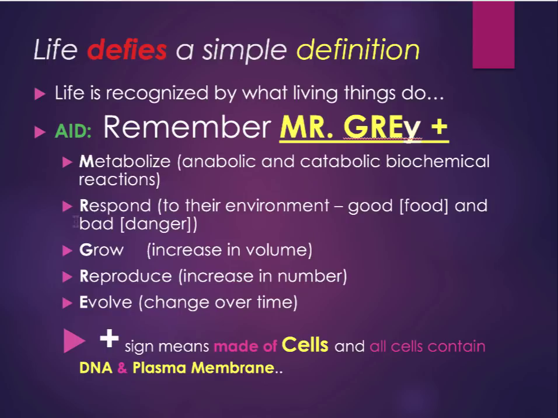Students tend to forget the response component of Mr. Gray. This simply says that all living things, as long as they are alive, have the ability to respond to their environment, both in a good sense and in a negative sense. The plus sign needs further qualification too. All living things are made of cells, but those cells have 2 important components. The first is DNA, and the second thing is all cells are surrounded, at least by one plasma membrane. Our textbook has a couple of other components that could be added to Mr. Gray to make it more complete.